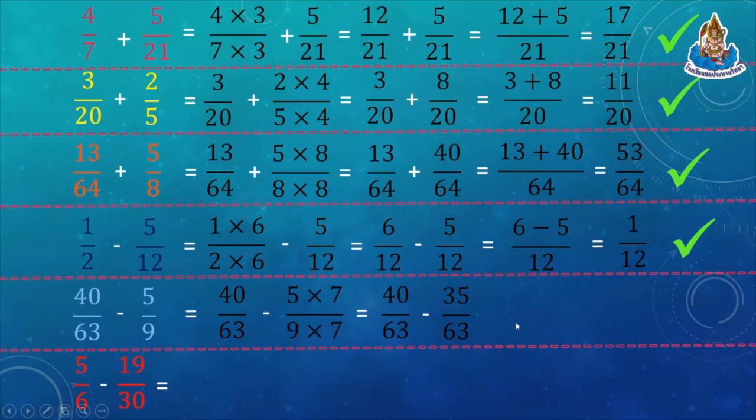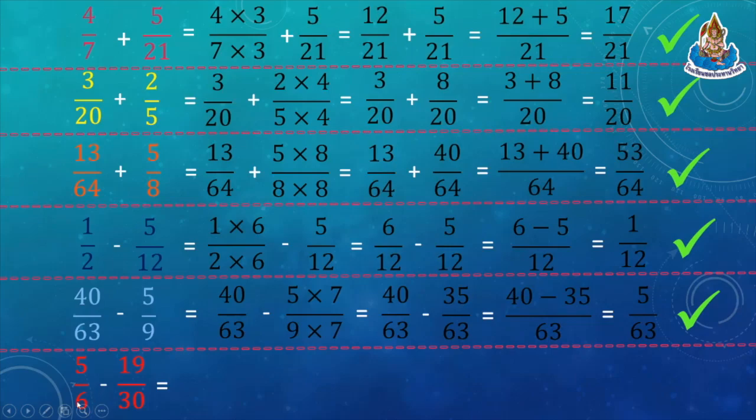Now denominators are equal, so we subtract numerators. 40 minus 35 over 63. 40 minus 35 is 5 over 63. Our answer is 5 over 63. And the last one. We subtract 19 over 30 from 5 over 6.